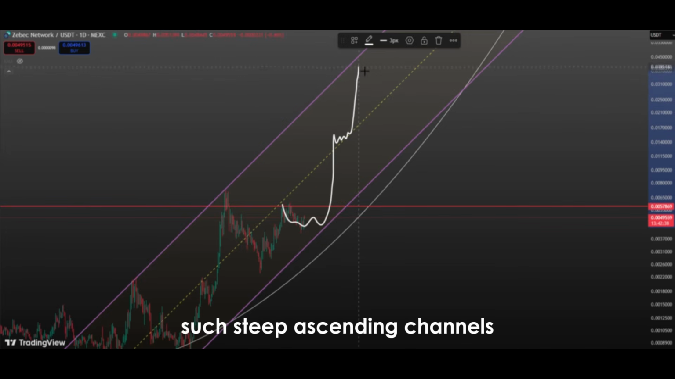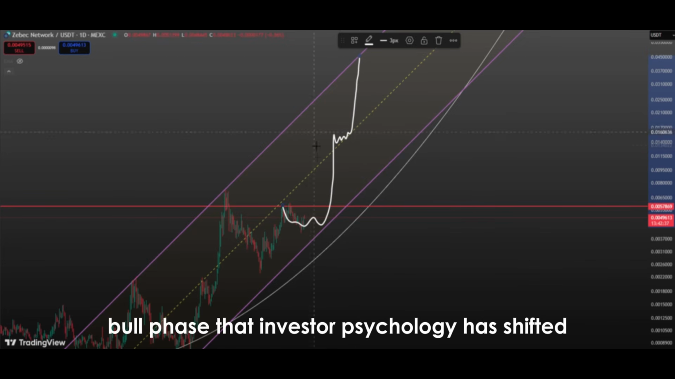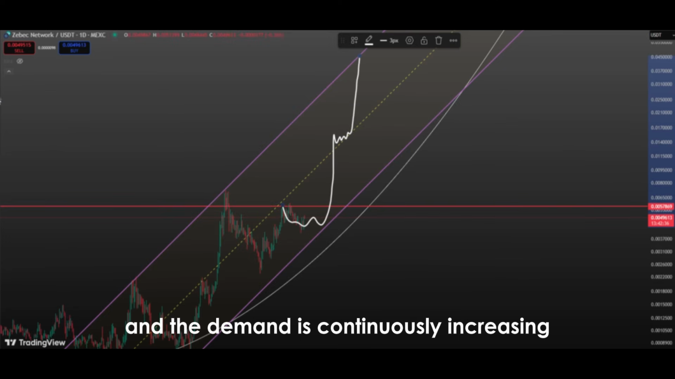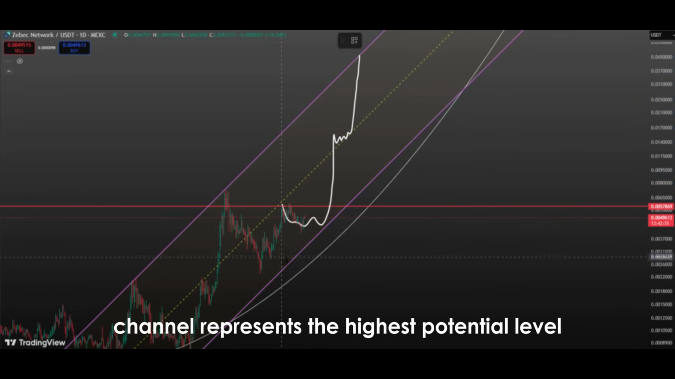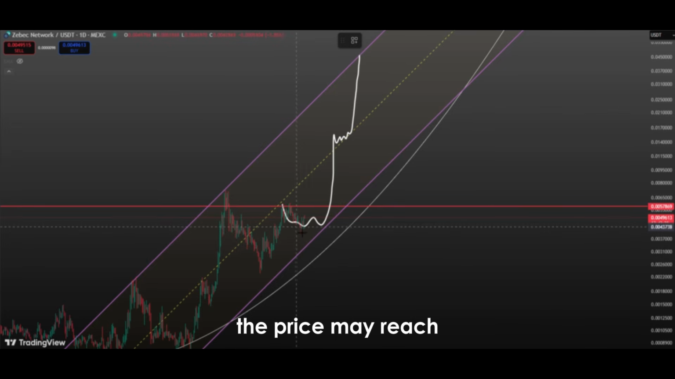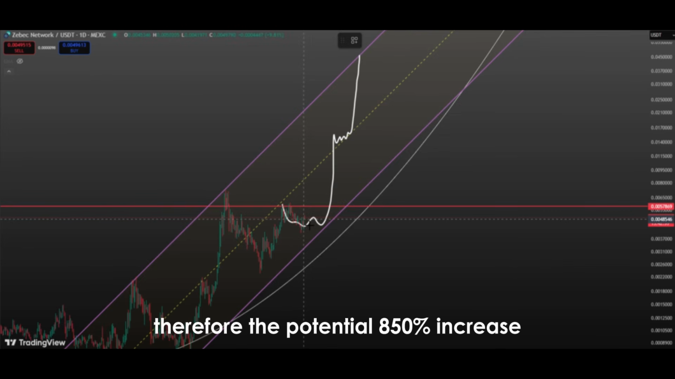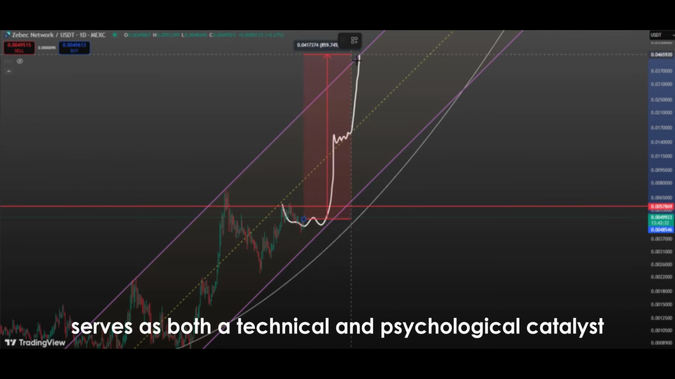Such steep ascending channels generally indicate that the market is in a strong bull phase, that investor psychology has shifted entirely toward optimism, and the demand is continuously increasing. While the upper band of the ascending channel represents the highest potential level the price may reach, the lower band represents the area where the price may find support during this upward movement. Therefore, the potential 850% increase upon reaching the upper band serves as both a technical and psychological catalyst.